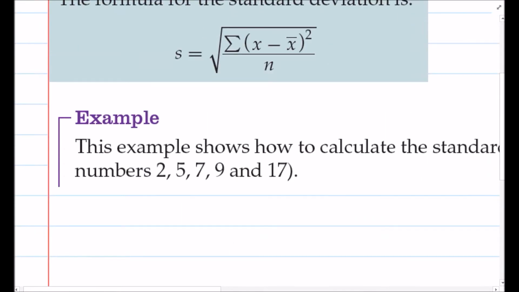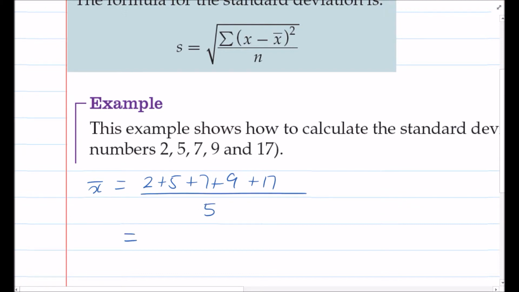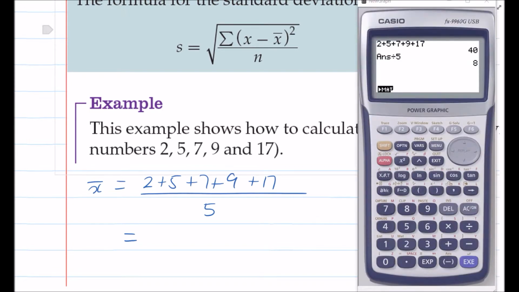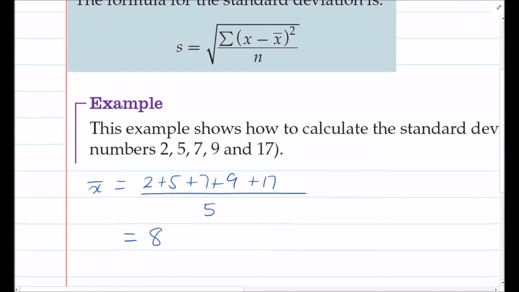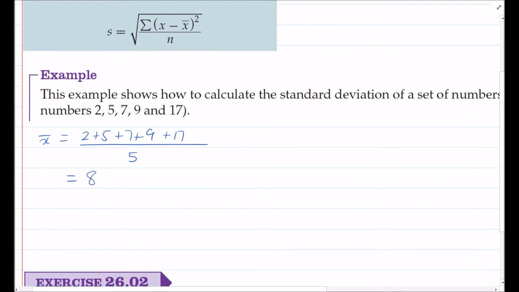So looking at this example, first of all we need to work out for these numbers the mean, so x bar. So we're simply going to add them all up and divide that by the total number, which is 5. And that comes to, we'll just bring up the calculator very quickly, with lashings of brackets, and that's 8.